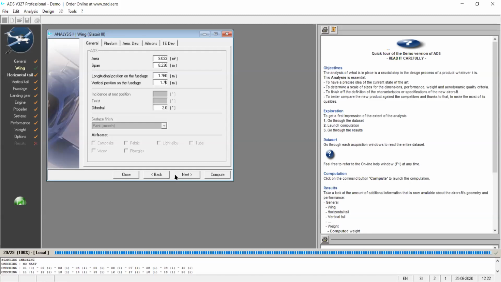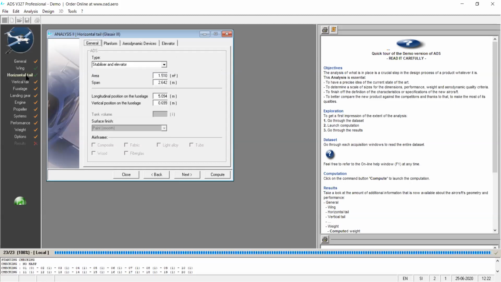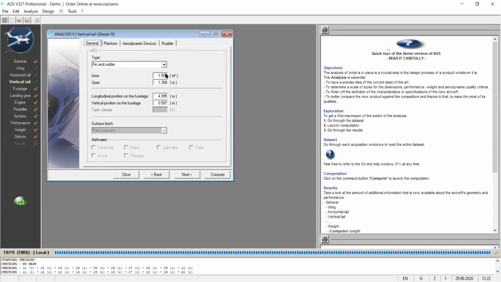Clear. So next you can see this is called horizontal tail. So what is the area of the horizontal tail? Span. And we will calculate all these things in our design. I'm just showing you the stabilizer and elevator, how we are going to take them up. And vertical tail, you can see the area, span, and longitudinal and vertical position.